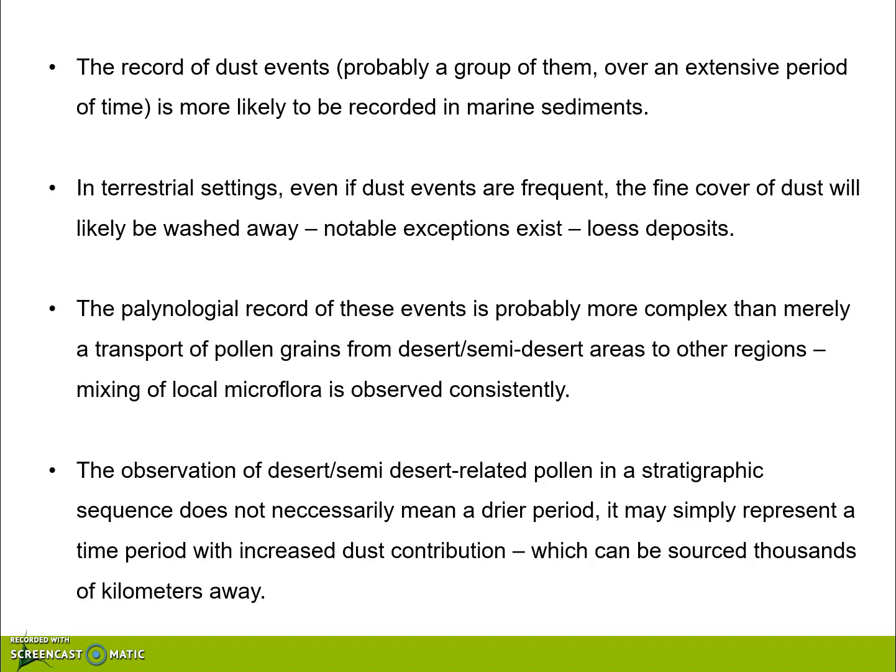On the other side, or conversely, we should also be aware that the observation of these desert or semi-desert related pollen, and we can associate pollen grains with the type of plants, with the type of vegetation which can be typical of a desert, if we see that in the stratigraphic record, it doesn't necessarily mean that we are seeing a drier period. It may simply be representing a period with increased dust contribution.